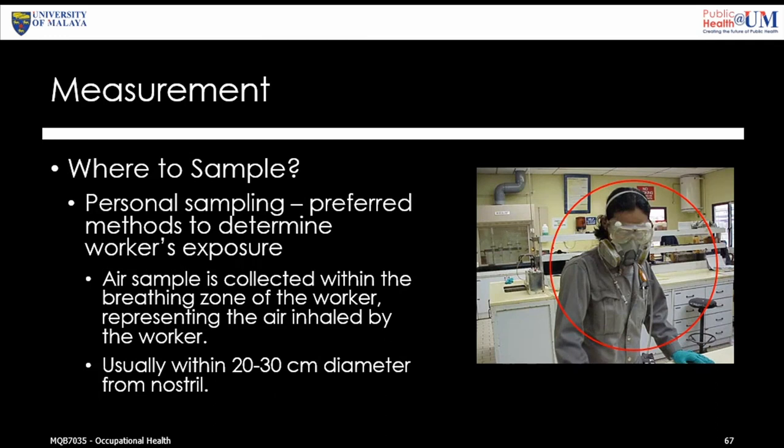So you want to look at TWA, it's usually air samples collected within the breathing zone of the workers, representing the air inhaled by the workers, and usually 20 to 36 centimeters from the nostril. If you look at this picture, the person actually is handling a petroleum product, exposed to mercury, because our petroleum product contains mercury. Mercury is part of contamination.